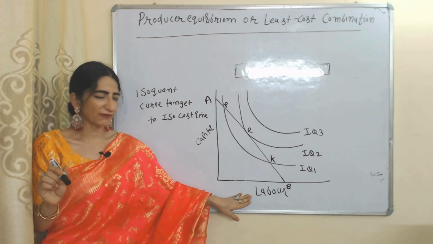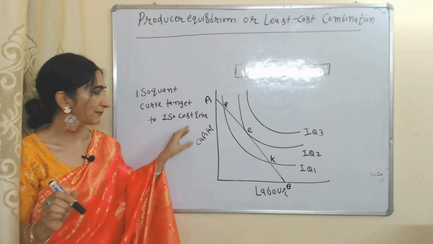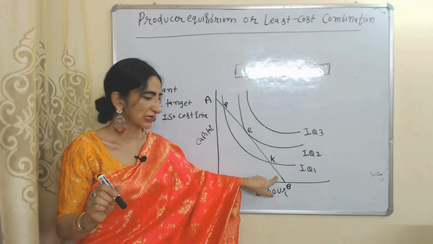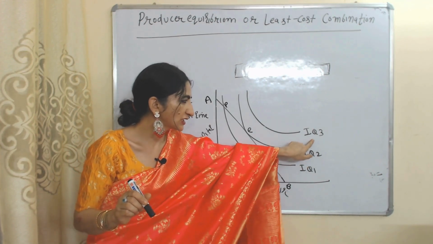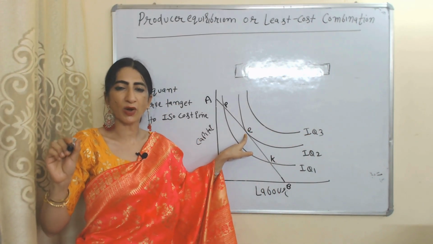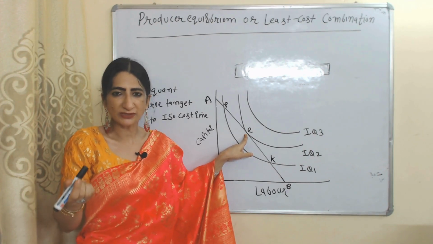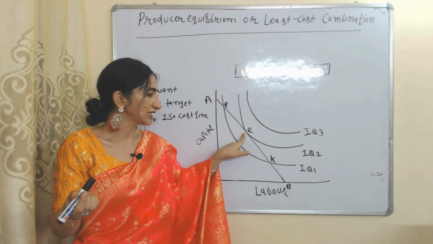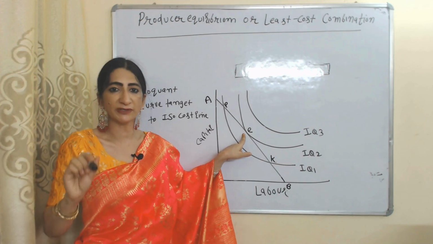On the x-axis we have labor and on the y-axis we have capital. This AB is our isocost line. IQ 1, 2, 3 are isoquant curves. At this point E, you can see the isoquant curve is tangent to the isocost line. That's why this E will be called the producer equilibrium point.